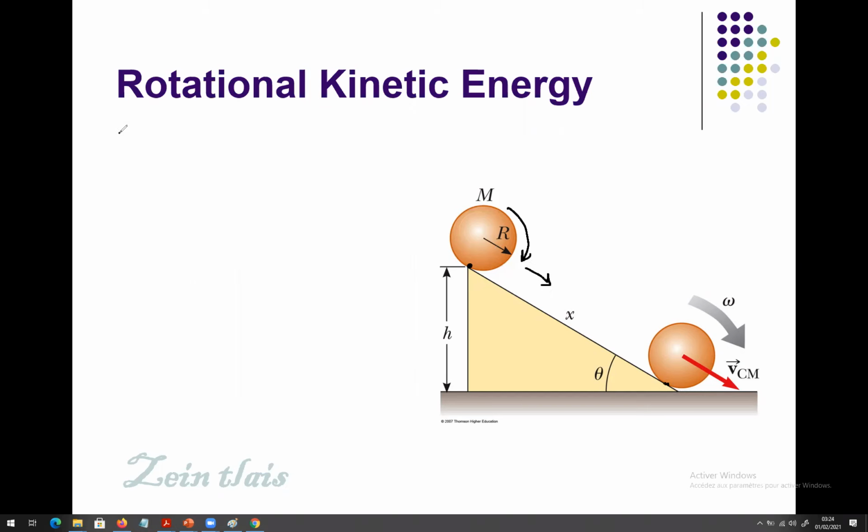We talked about VCM before. We calculate its value equals to R times omega. And also we calculate the value of this point. Anyway, we can use directly. In this case, we have two kinds of kinetic energy. Here we have a combination of translation plus rotation.